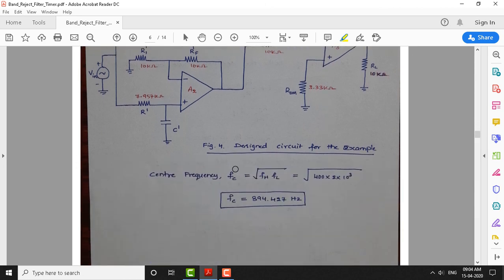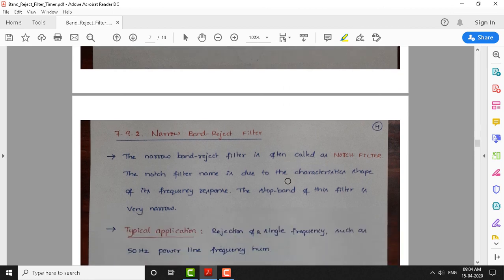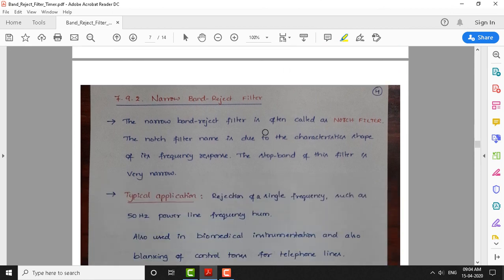As I mentioned already, the center frequency FC equals root of FH into FL. That value is found to be 894.427 hertz. So that completes the wide band reject filter. Now let us focus on another filter where the quality factor is going to be greater than 10. That filter is called the narrow band reject filter.